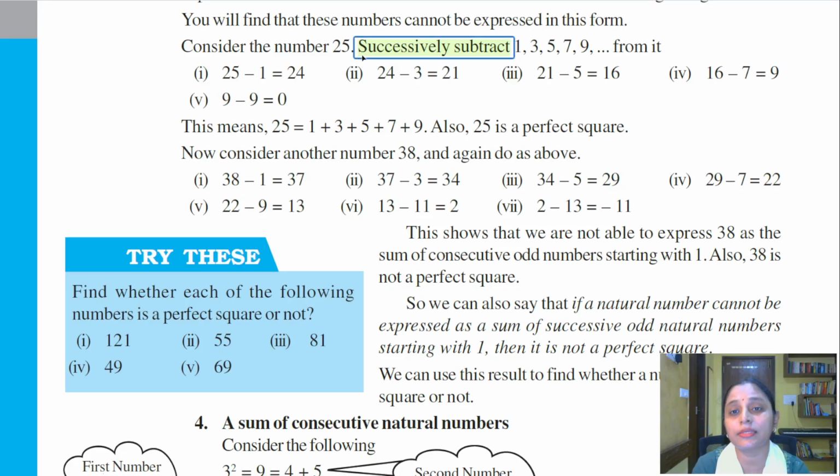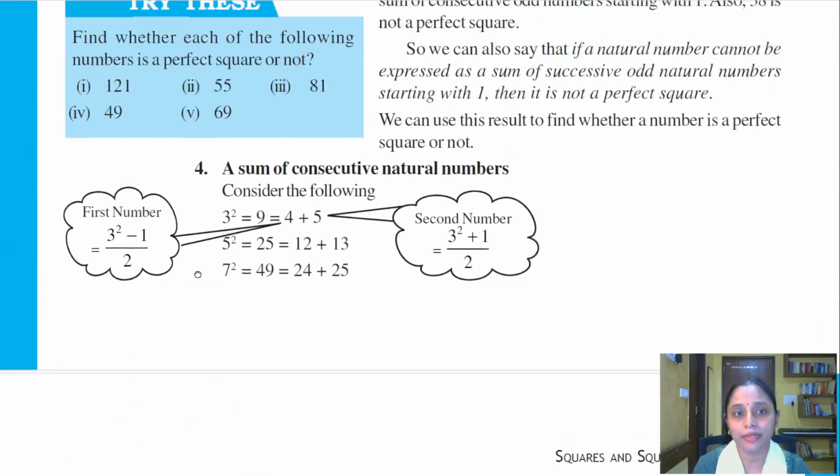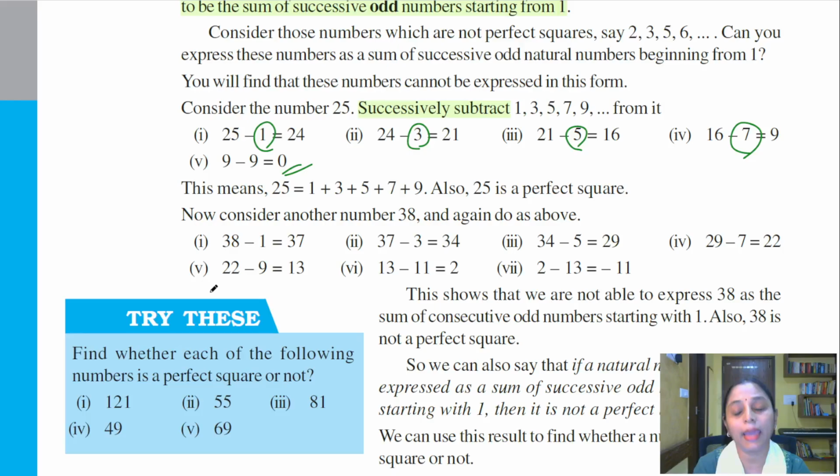Here he is suggesting you successively subtract the odd numbers, that is 1, 3, 5. Okay, successively subtract the odd numbers. If you end up in 0, then clearly it is a perfect square. That means it can be written as a sum of successive odd numbers. If you don't end up in a 0, that means it is not a perfect square. The logic here is that every perfect square can be written as a sum of consecutive odd numbers, right? Now, if the given number has to be a perfect square, if I'm successively subtracting all the odd numbers, I should end up in 0. If I don't get a 0, it's not a perfect square. Now, that is one way of checking, right?